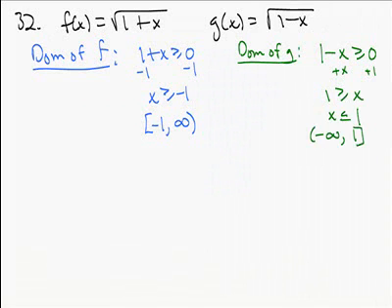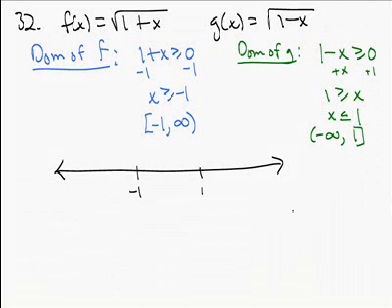Alright, so look where these domains intersect, because remember the domain of the functions when we combine them is going to be the intersection of these two things. We have 2 points we care about, negative 1 and positive 1. The domain of the function f was everything from negative 1 on out to infinity, including that point negative 1, while the domain of g was everything from negative infinity up to and including positive 1. So you can see where these two domains intersect is in this interval between negative 1 and 1.